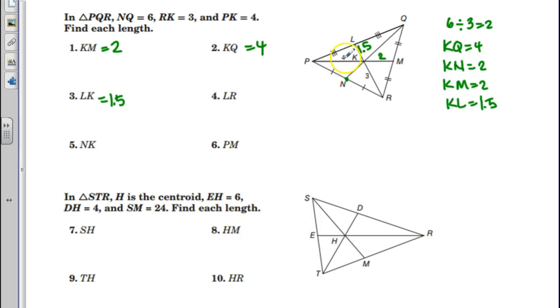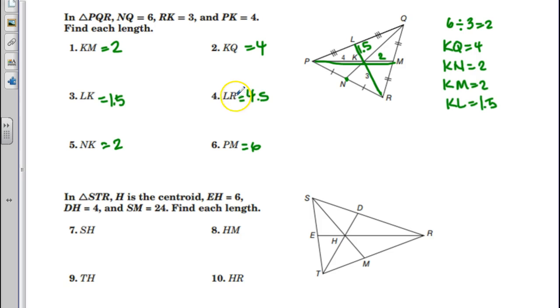All right, LR, we have not found that. So LR is this whole thing. So 3 plus 1.5 is 4.5. Whoop, whoop. We are rocking now. NK, already found it. It's 2. PM, this whole thing, well, we can find it now because it's 4 plus 2, and we know 4 plus 2 is 6.